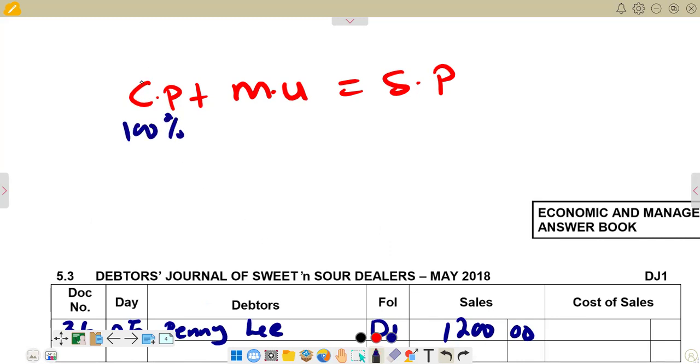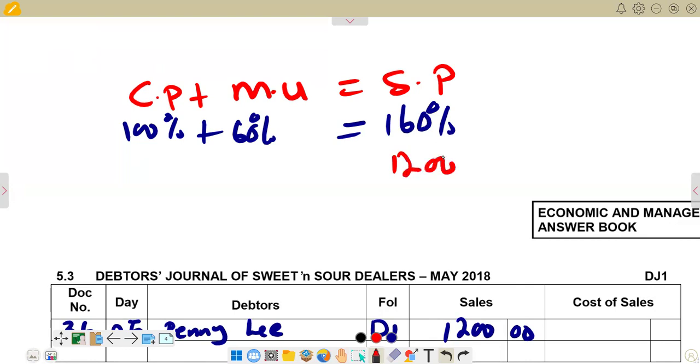We are saying this cost price is always fixed at 100%. The markup is the one which changes from question to question. You see that in this question we're given it is 60%. So we're going to say plus 60%, and our selling price always would depend on the addition of the cost price plus markup. So in this case, it's 160%. So the figure that we are given here, 1,200, represents the selling price. So we are just going to say 1,200 representing our selling price.